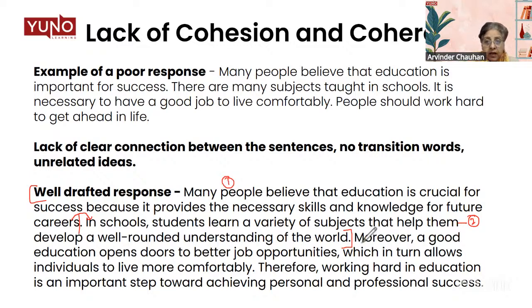And then we start the third sentence with the connector, moreover. By using the word moreover, I've conveyed to the reader that I'm adding some more information in the same flow. So, moreover, a good education opens doors to better job opportunities, which in turn allows individuals to live more comfortably. And then I give a conclusion to this paragraph. Therefore, working hard in education is an important step toward achieving personal and professional success. And there we have a very nicely written, very coherent paragraph, right?